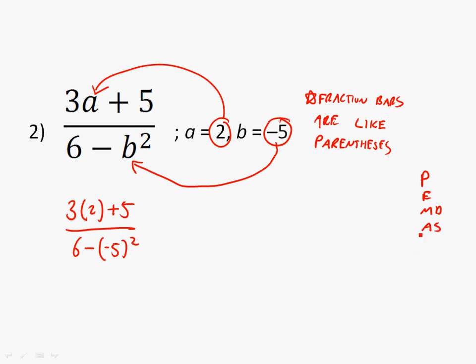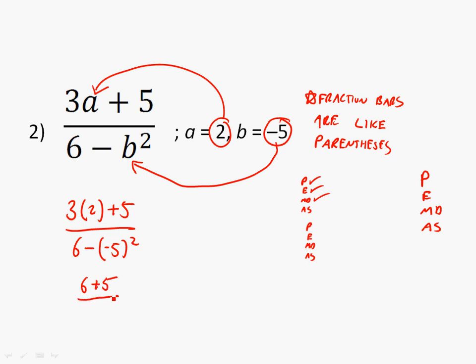Okay, so first parentheses, and so we've got to take care of the numerator and denominator. So I'll make 2 more little checklists. I'll make them really tiny too. Okay, so for the numerator, I have no parentheses, no exponents. Multiply and divide, I have the 3 times 2, so that's 6. And then plus 5.